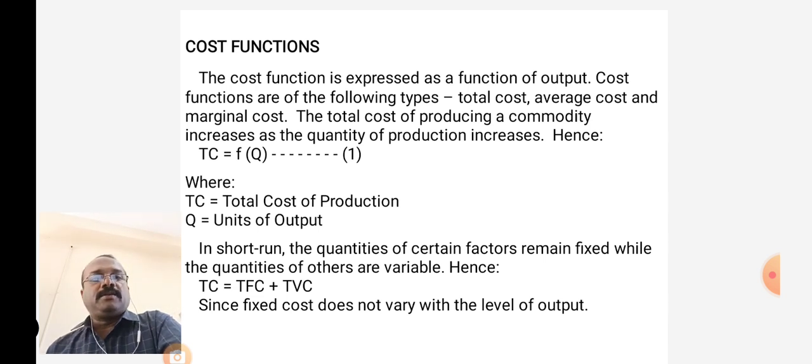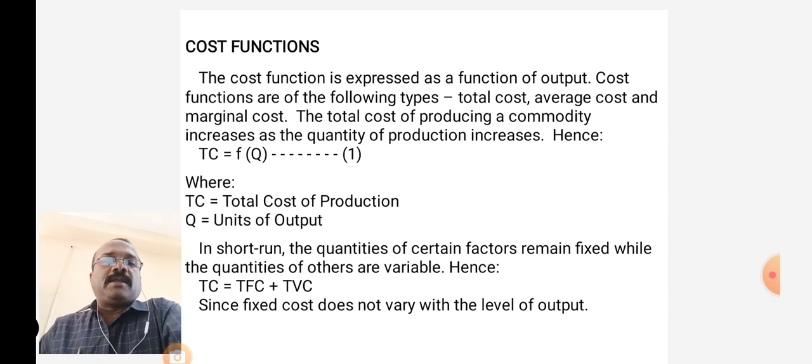In the short run, the quantities of certain factors remain fixed while the quantities of the other variables are considered. Hence, TC is always equal to TFC plus TVC, that is, total cost is always equal to total fixed cost plus total variable cost.